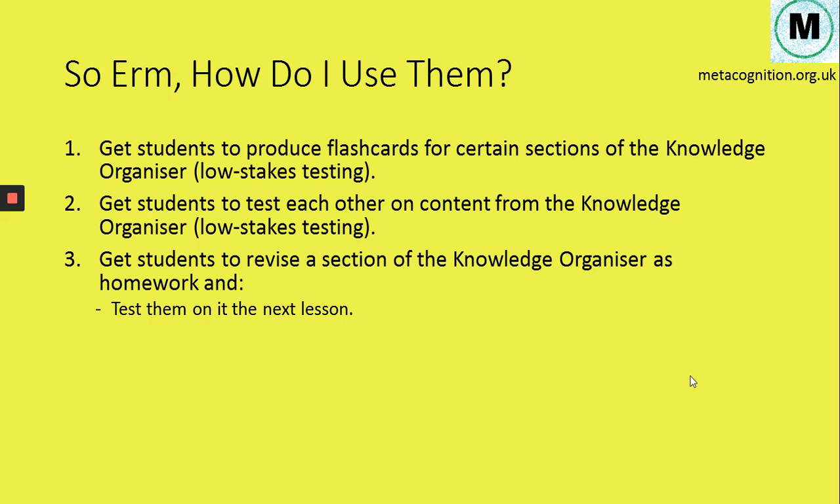Once you've given it to them as a homework, you can build on that as well. So often it's difficult to build on the homework, it's disjointed. Getting them to revise a specific section on the Knowledge Organiser means that you can test them on that section of the Knowledge Organiser in the next lesson. If you want to test them on those keywords, if they've done their homework, they will know those keywords.